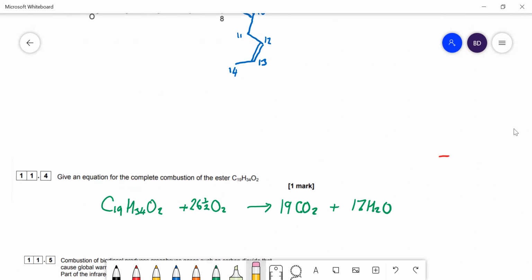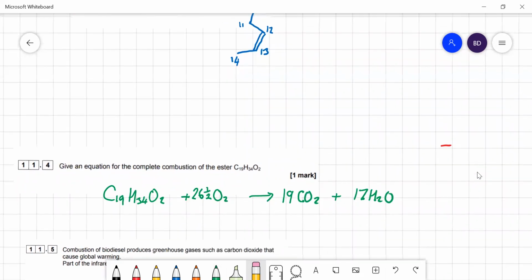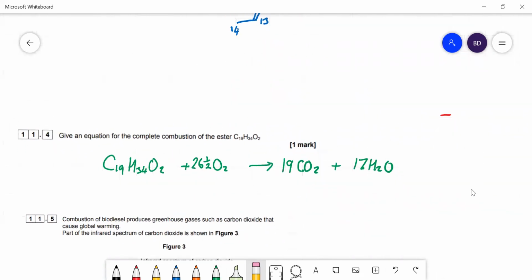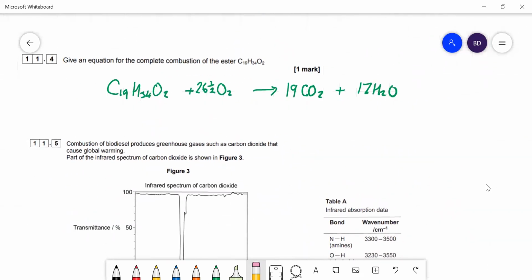There's nearly always one of those complete combustion balancing equations on a paper, on most papers, if you look, most of these organic papers.